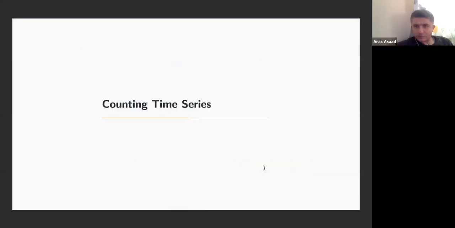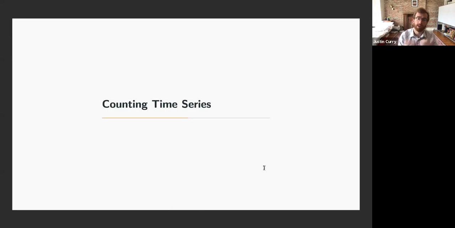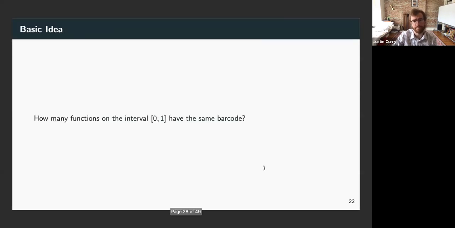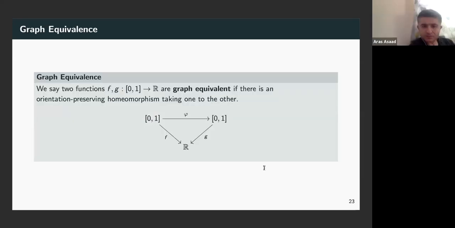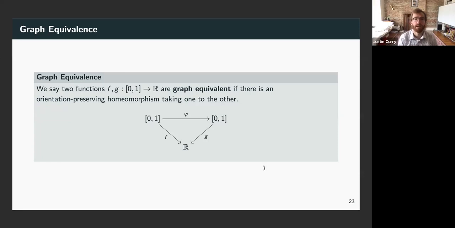Okay, so let's try to at least connect this in spirit with data. Imagine we're now interested in, say, time series, which you can think of as just a function from the interval to R. And so the question which I want to ask is, how many different functions on the interval have the same barcode? So how lossy is this topological summary? The first answer is obviously there's infinitely many, in fact, uncountably many.